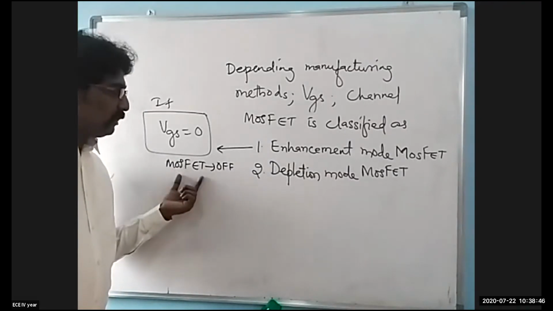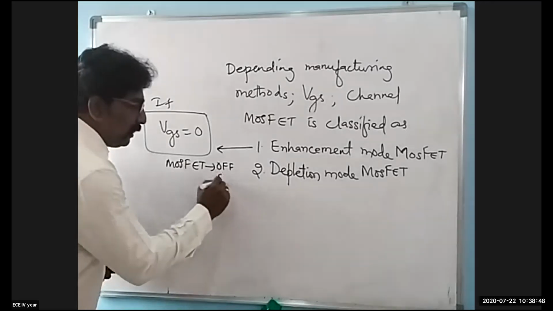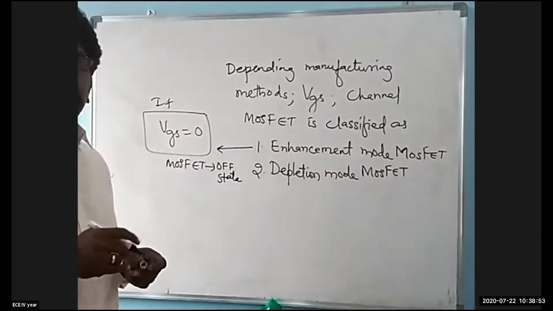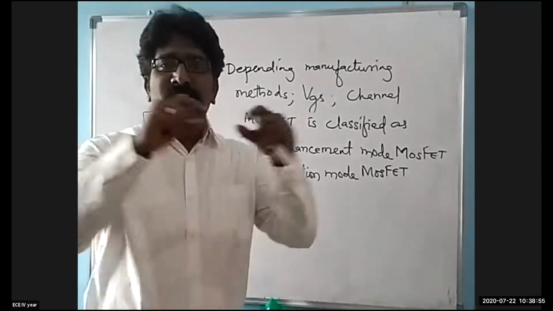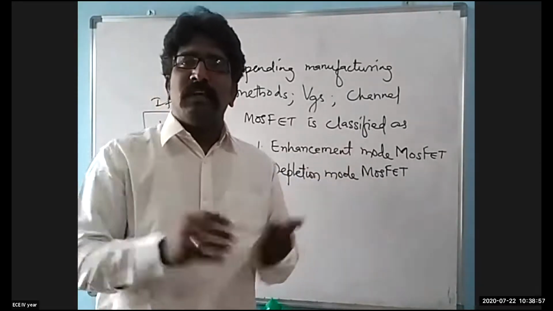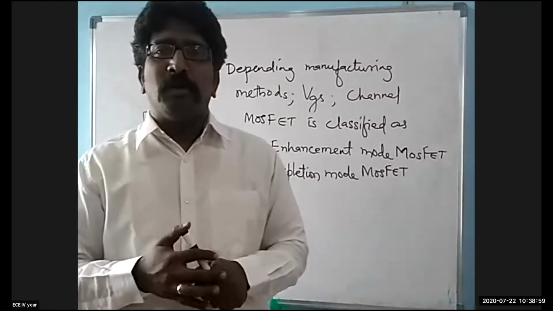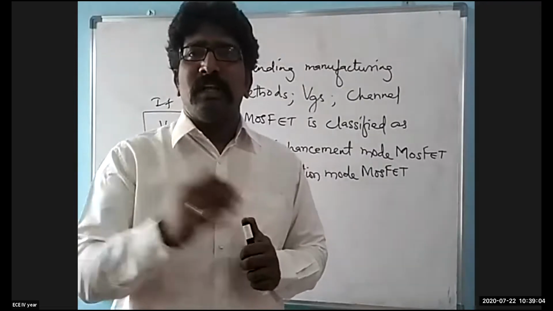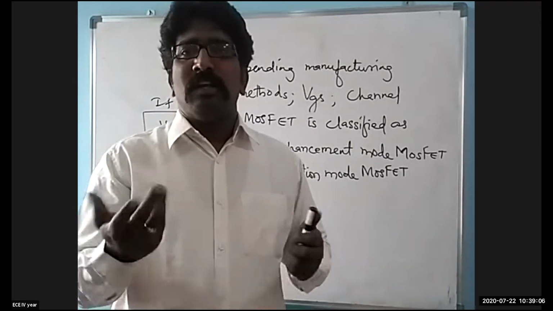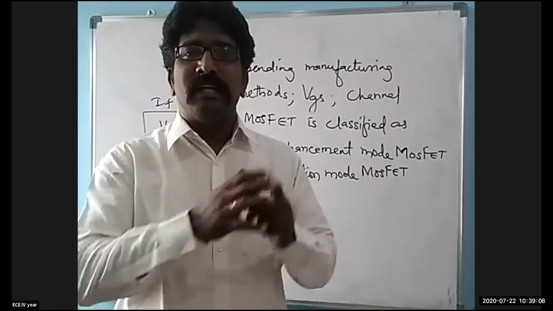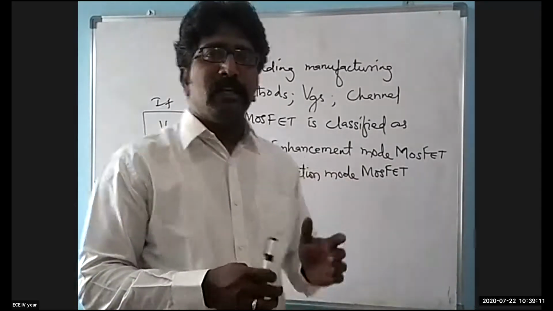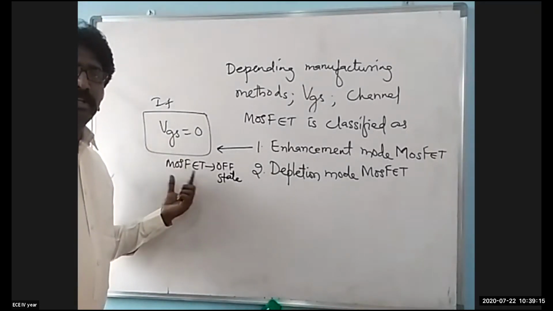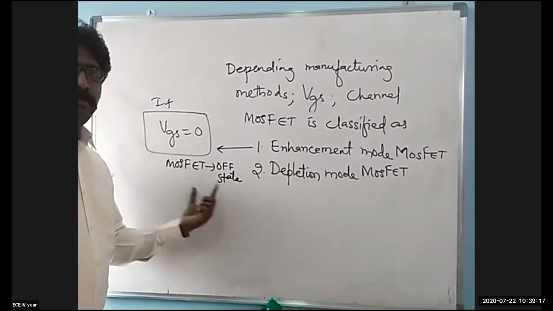Why? The reason it is in the off state is that if VGS is not being given or triggered, then a channel will not be developed. First of all, there is no channel. If there is no channel, what happens? There is no point of talking about the movement of the charge particles from source to drain. If the charge particles are not going, definitely the channel is off and the entire device goes off. So since there is no channel whenever VGS is equal to 0, the MOSFET will be in the off state.